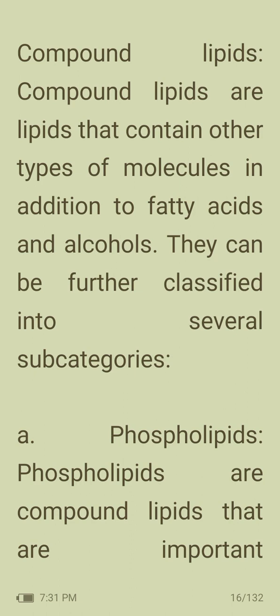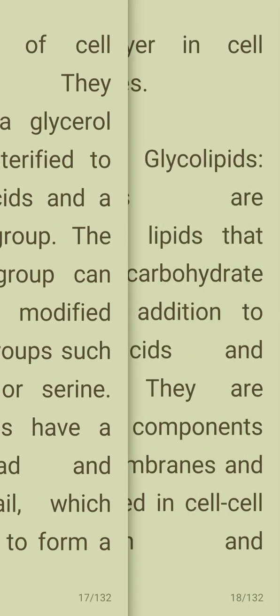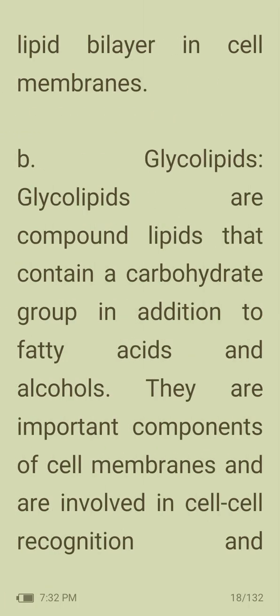Then compound lipids. Compound lipids are lipids that contain other types of molecules in addition to fatty acids and alcohols. They can be further classified into several subcategories like phospholipids. Phospholipids are compound lipids that are important components of cell membranes. They consist of a glycerol molecule esterified to two fatty acids and a phosphate group. The phosphate group can be further modified with other groups such as choline or serine. Phospholipids have a polar head and non-polar tail, which allows them to form a lipid bilayer in cell membranes.